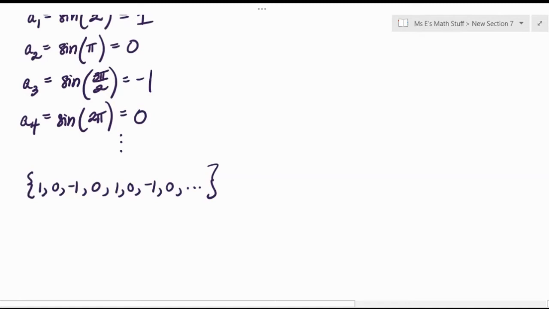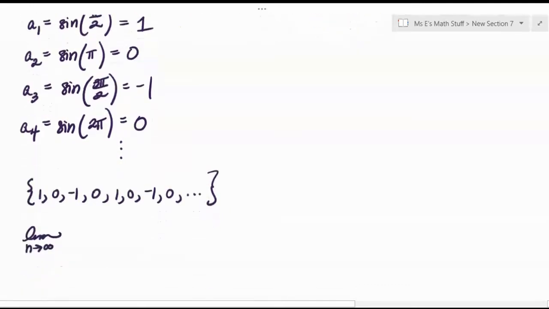And so would we say that the limit as the number of terms approaches infinity of this rule, sine of pi over 2 times n, would we say that that equals a distinct finite value? And so I hope it makes sense. The answer is no, because it keeps oscillating. So the limit value would not exist. So we would just say this limit does not exist.